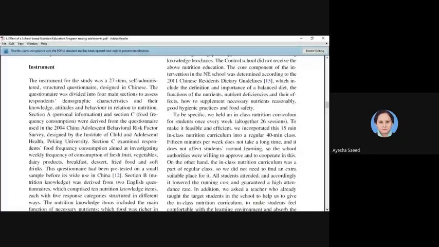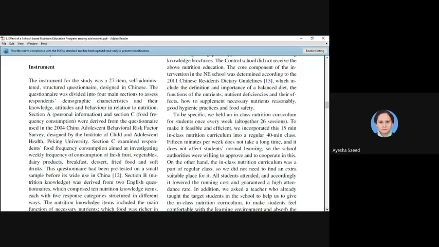It means there were no open-ended questions. All the answers were pre-written, and they just had to click the right option. The questionnaire was divided into four main sections to assess demographic characteristics, knowledge, attitude, and behavior in relation to nutrition. Four sections there: demographics, knowledge, attitude, and behavior.